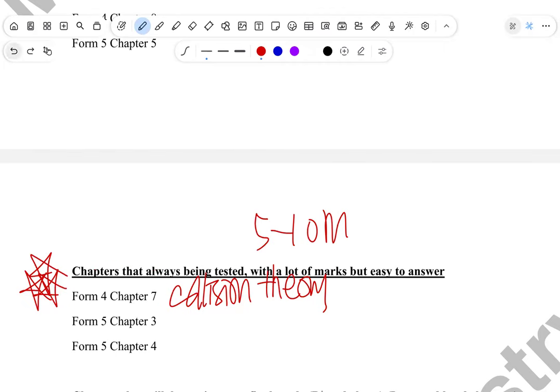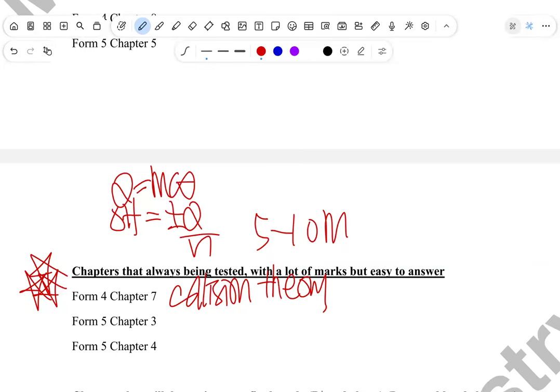After that, Form 5 Chapter 3, which is also not very hard. Thermochemistry. Q = mcθ, ΔH = ±Q/n. The whole chapter only uses these two formulas to calculate, which is quite easy.